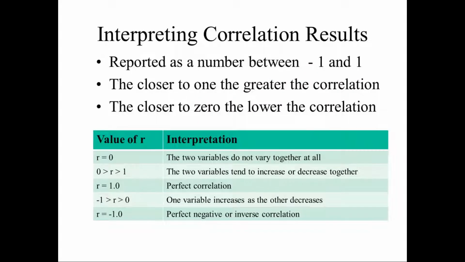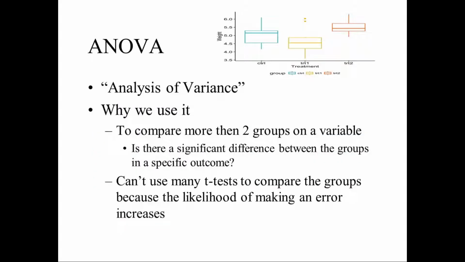You also have to know how to interpret correlation results. And this is how you interpret the value of R. And then there's ANOVA, analysis of variance. We use it to compare more than 2 groups or variables. You can't use many t-tests to compare the groups because the likelihood of making an error increases.